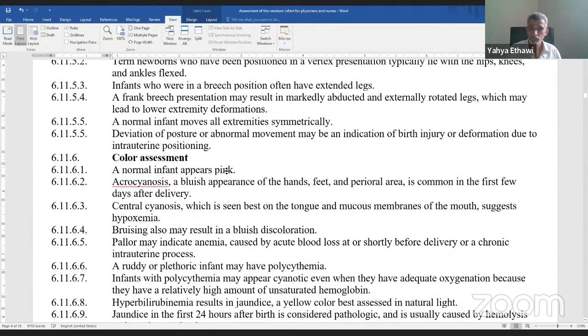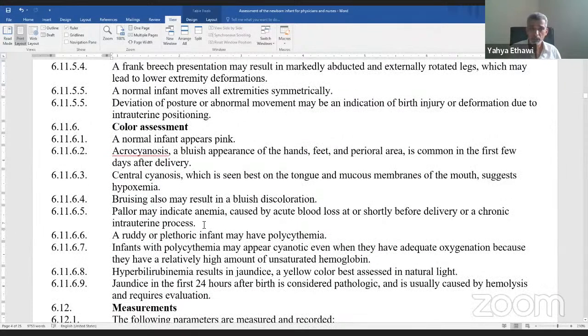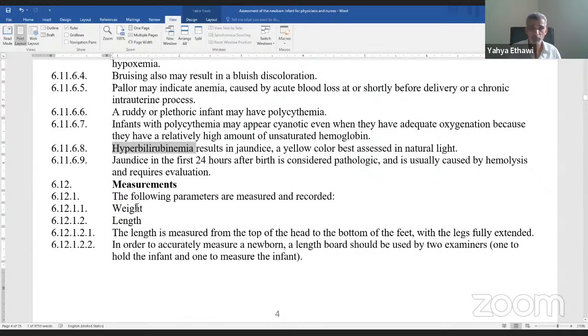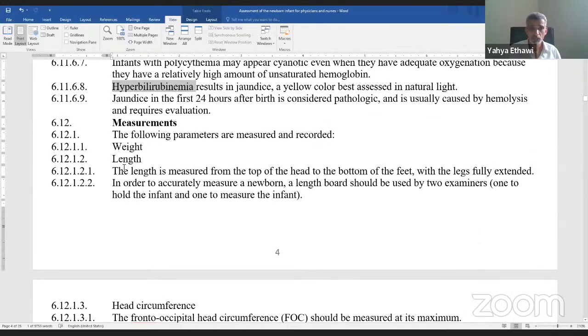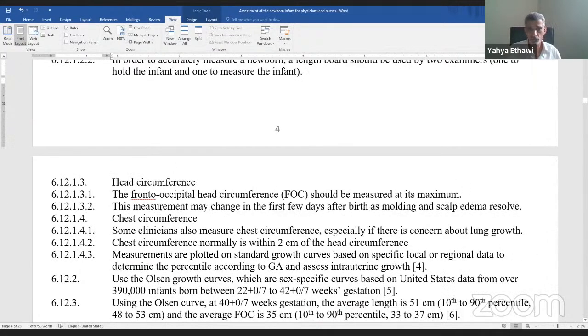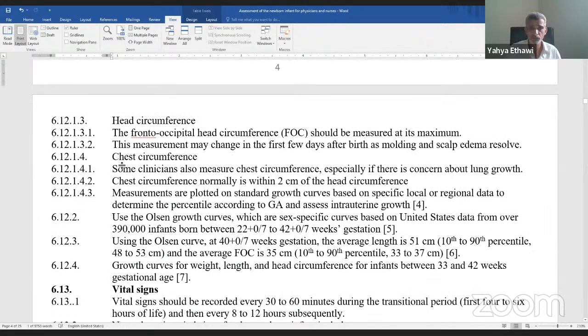Look at the color: pink, acrocyanosis, central cyanosis, bruises, pallor, anemia, plethoric, jaundice. Then you do the measurements, weight and length. The length should be from the top of the head to the bottom of the feet, with the leg extended at the hip and at the knee. Head circumference using the fronto-occipital measurement, and chest circumference should be assessed.